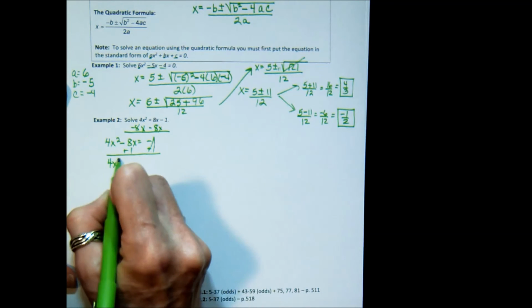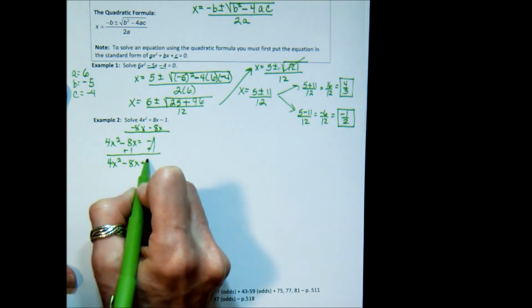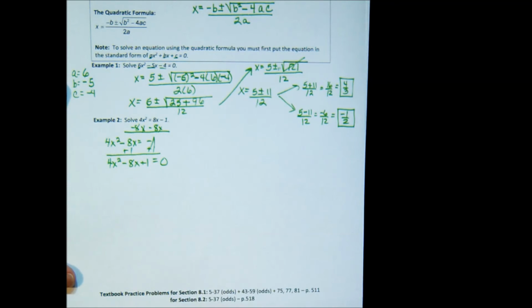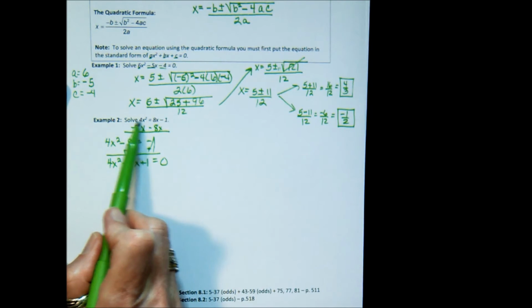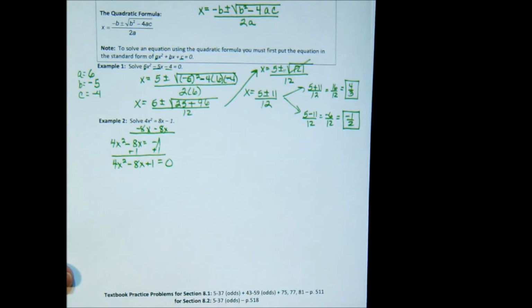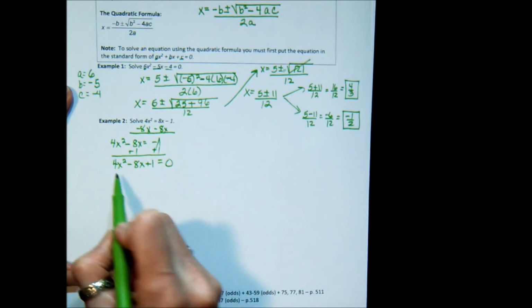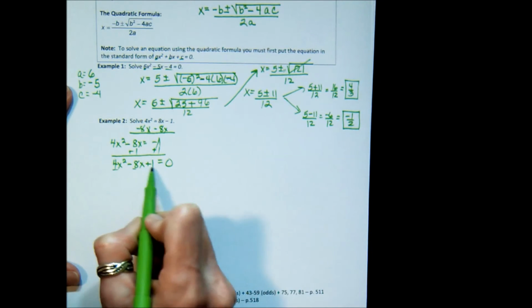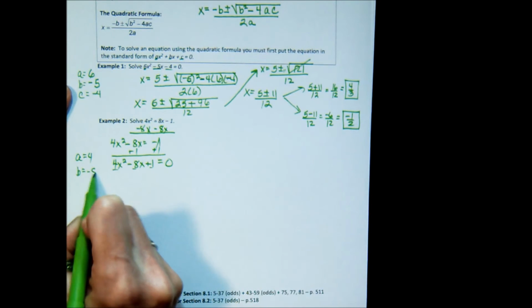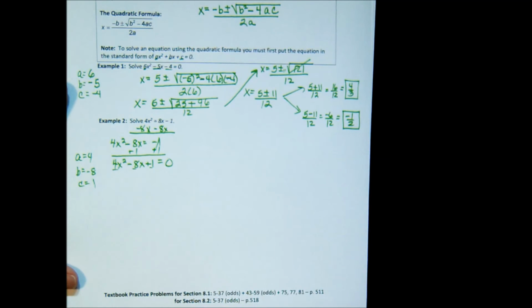Some of you may be thinking, wouldn't it have been easier to subtract the 4x squared from both sides? Yes, it would have. But if you can, you want to keep your squared coefficient positive instead of negative because it will work out better in the formula. Nothing wrong with doing it the other way. It should come out the same. It's just that you have to be more careful with signs. All right, I am now ready to identify the A, B, and C. A is 4, B is -8, and C is 1.